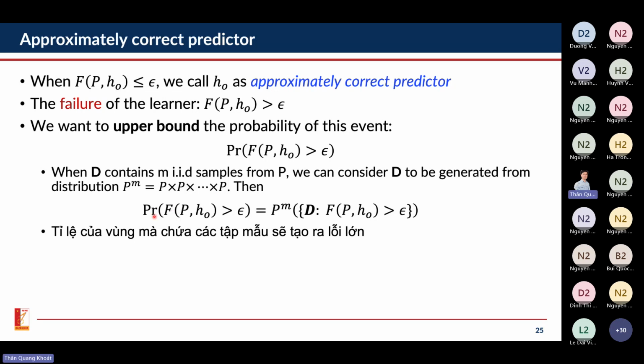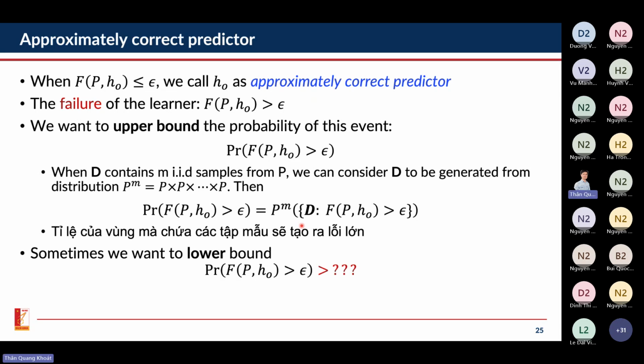So we want to estimate this probability. It is similar to this one, right? The probability of the set of every bad training set, right? It is the set of D such that the test error is greater than epsilon. If we know this, we can have a good estimate about the test error, with high probability.